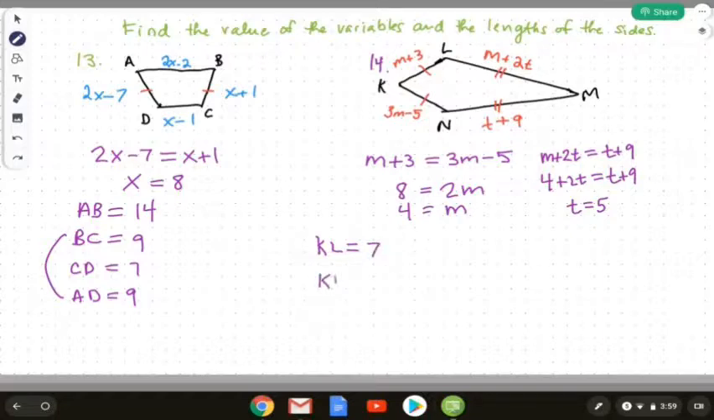KN will be 3 times 4, which is 12, minus 5, which is 7. LM equals m plus 2t, which is 4 plus 2 times 5, so 14. And NM is 5 plus 9, which is 14.